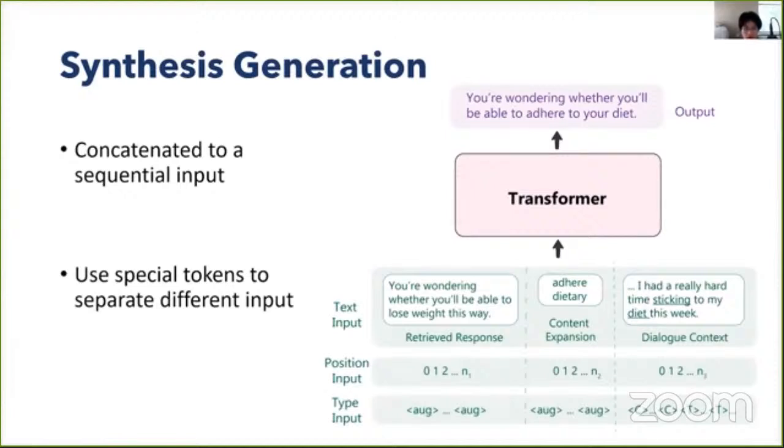In this example, we have a dialogue context where the client said, "I had a really hard time sticking to my diet this week," where sticking and diet are underlined, since they are essential words we found. They are then replaced by their synonyms, adhere and dietary. And with the retrieval module, we can find some plausible responses. In this case, "You're wondering whether you will be able to lose weight this way," which was also about weight management. And with all the information from the input, the target of the generator is to give a response, such as, "You are wondering whether you'll be able to adhere to a diet."